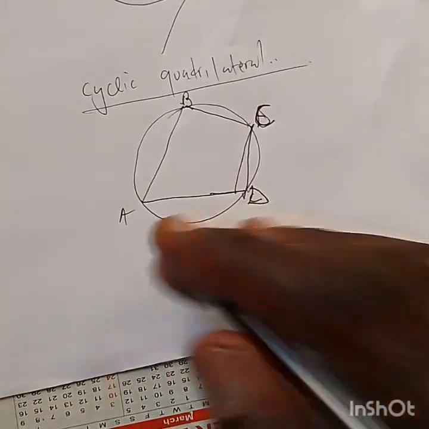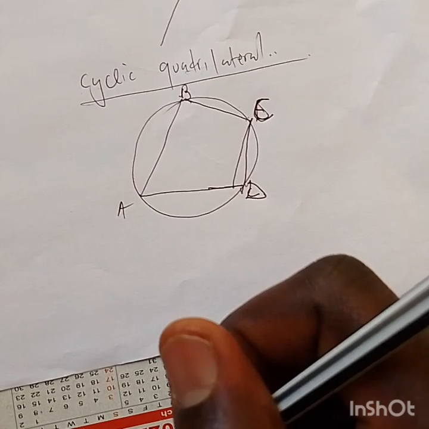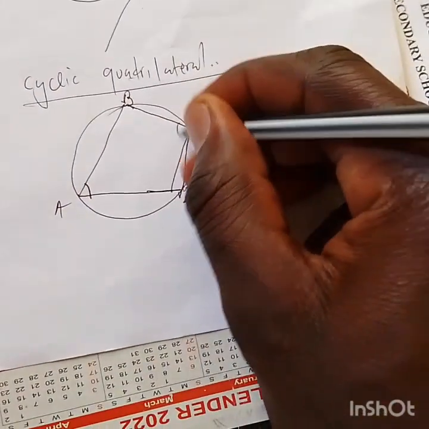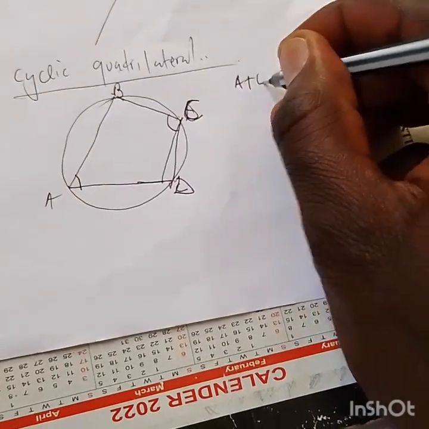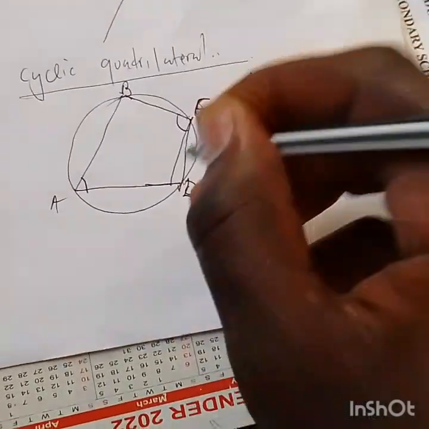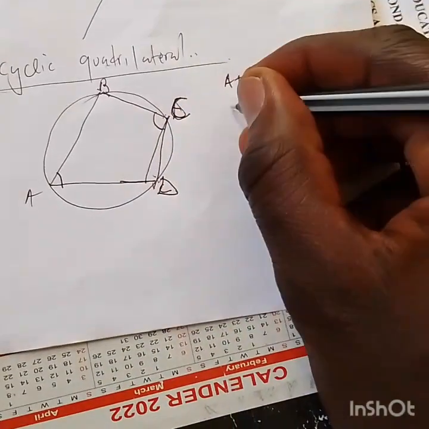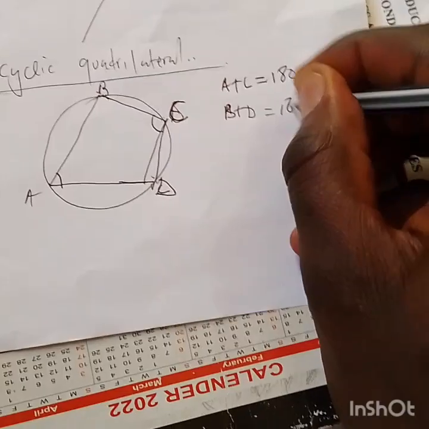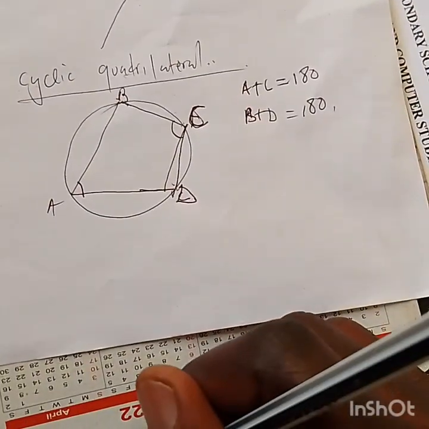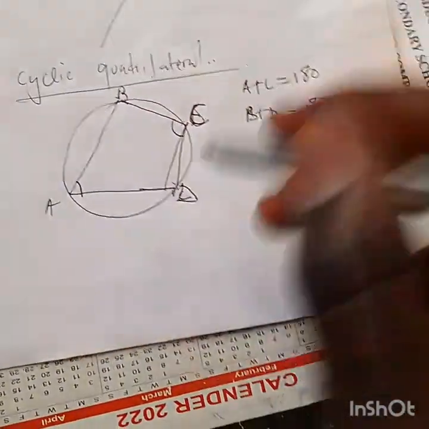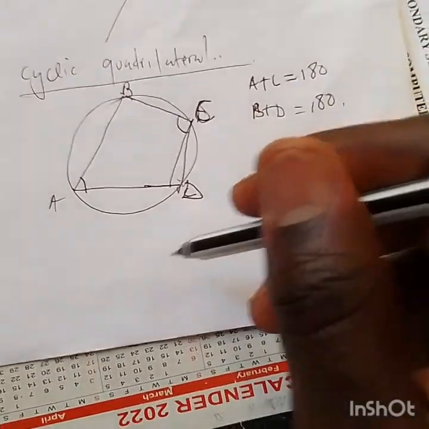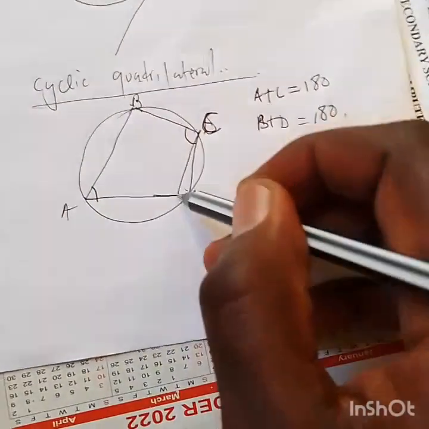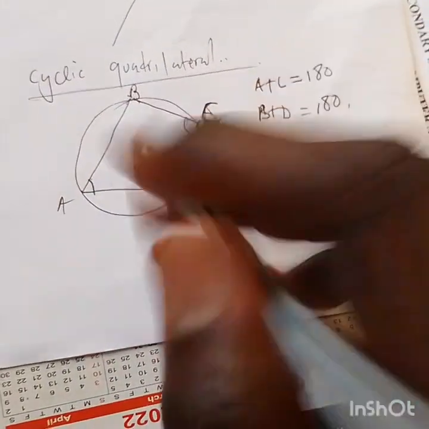So this theorem says that opposite angles in a cyclic quadrilateral add up to 180. So A is opposite C, so A plus C should give us 180. B and D are opposite, so angle B plus angle D should give us 180. That is what this theorem says. Opposite angles in a cyclic quadrilateral add up to 180.